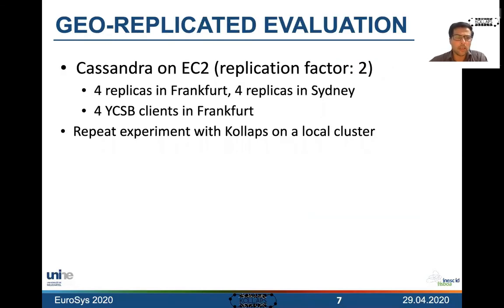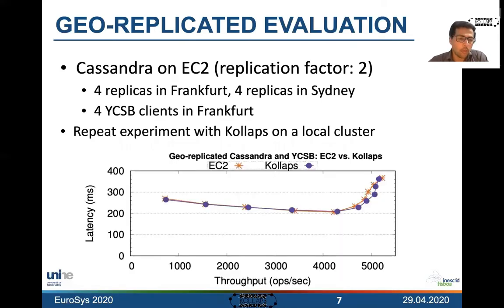For instance, consider the following scenario of a Cassandra deployment on Amazon EC2, where we have 4 replicas in Frankfurt and 4 replicas in Sydney, and 4 clients also in Frankfurt. So we run the system on EC2, we gather throughput and latency metrics, and then we run the same experiment on Kollaps in a local cluster with similar hardware, and these are the results. So we have a throughput latency plot, and as you can see, the results we obtained on a real deployment on EC2, the red line, are very, very similar to the ones obtained with Kollaps.